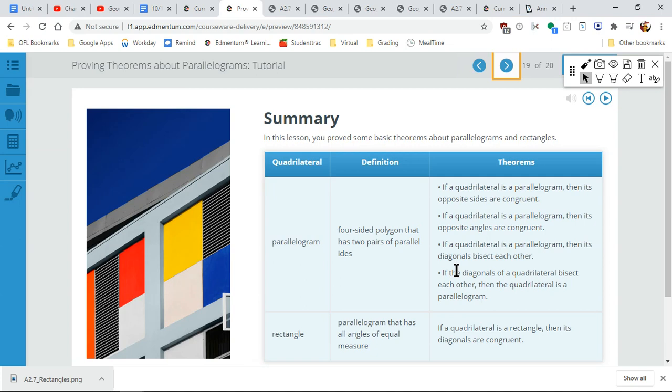All right, and our summary. So what is a parallelogram? A parallelogram is when two sides, not ides. What happened there, Edmentum? Come on, you're better than this.